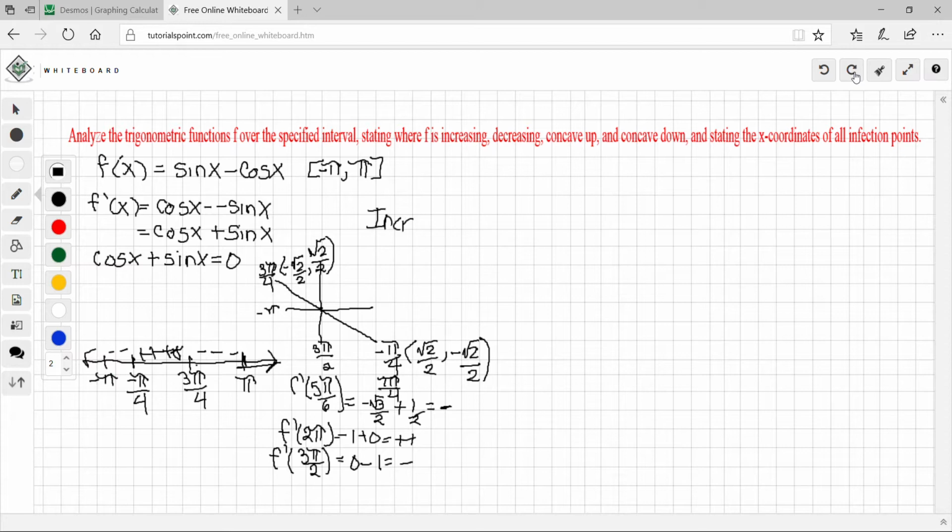So where it's increasing is from negative pi... sorry, I mean that was decreasing. Increasing is from negative pi fourths to 3 pi fourths. So wherever there's a positive, that's where it's increasing. And decreasing is from negative pi to negative pi fourths, union 3 pi fourths to pi.